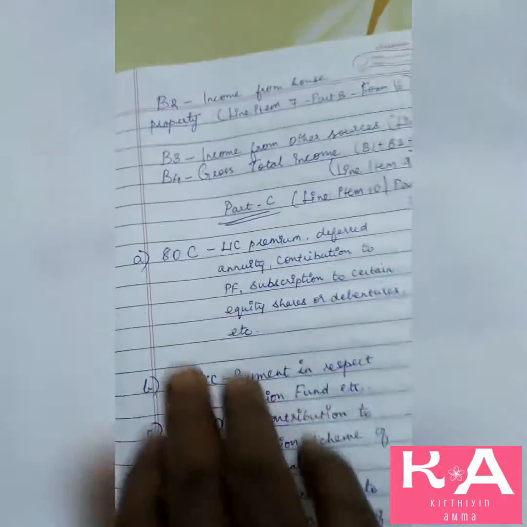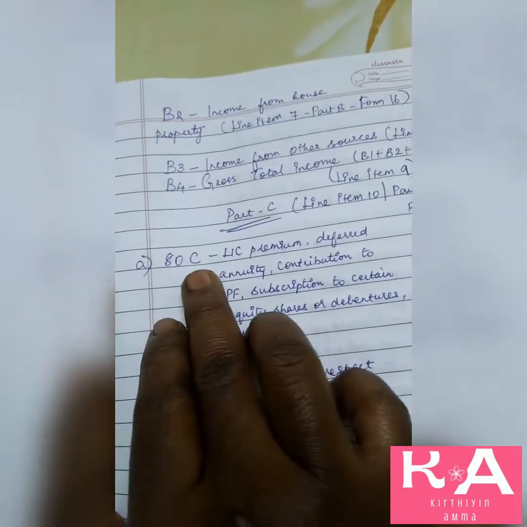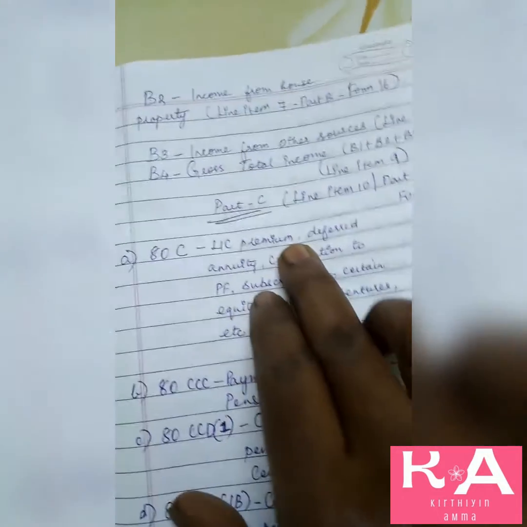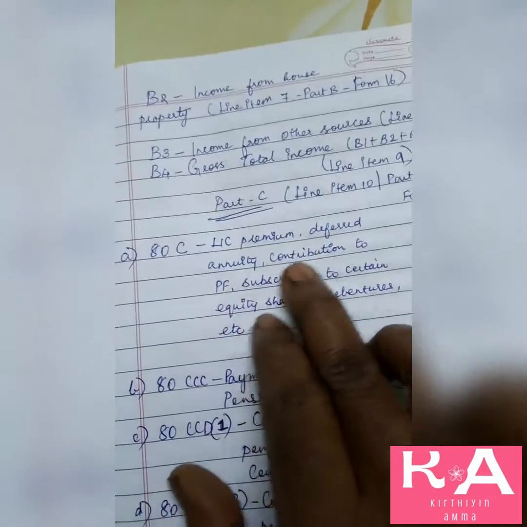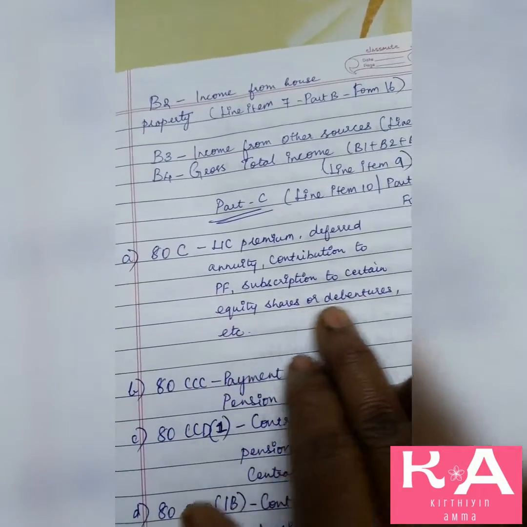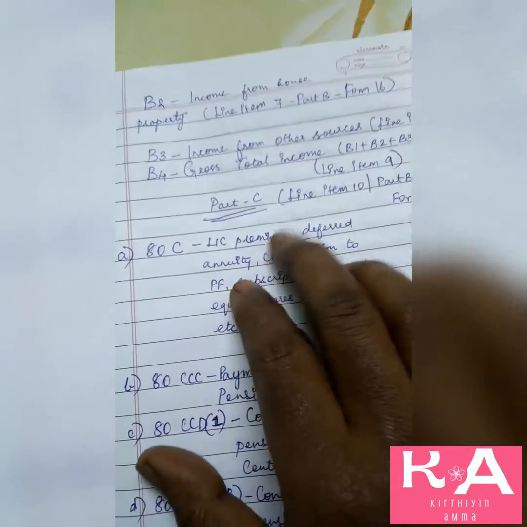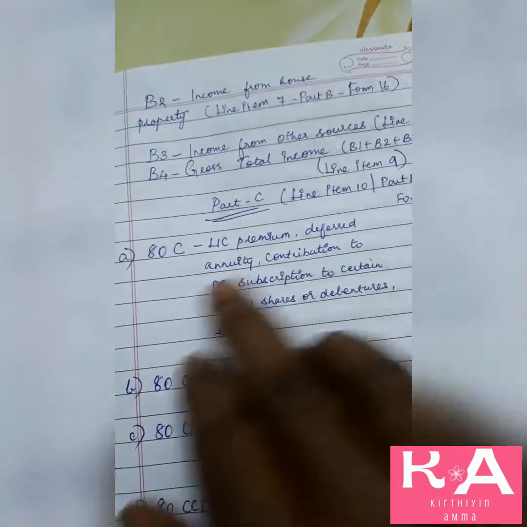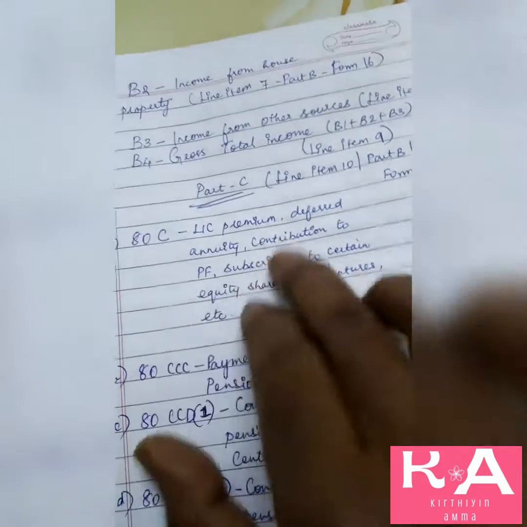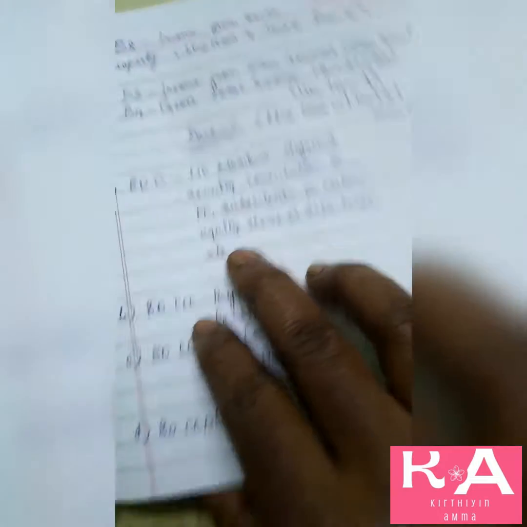So you will have many deductions over here. First is 80C, this is LIC premium, deferred annuity, contribution to PF, subscription to certain equity shares or debentures, etc. So you will have some amount over here. Why? Because you will have some contribution towards PF, right? So that will be listed here. So check Form 16 correctly.